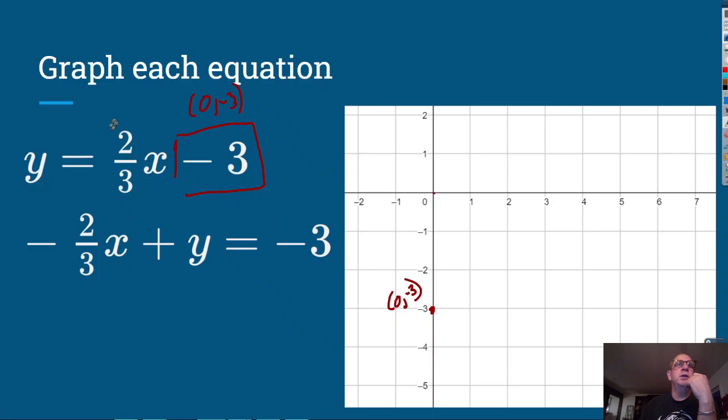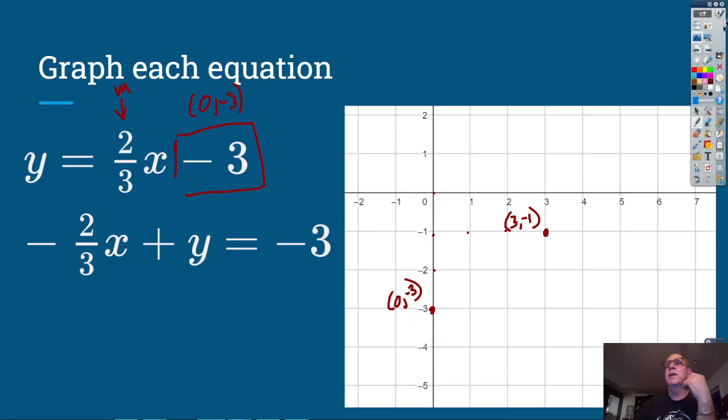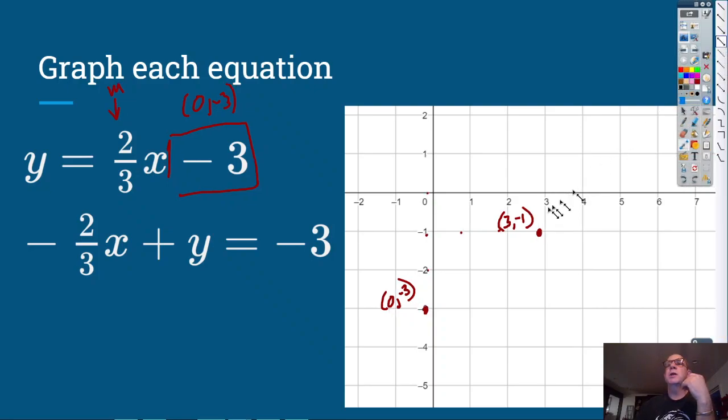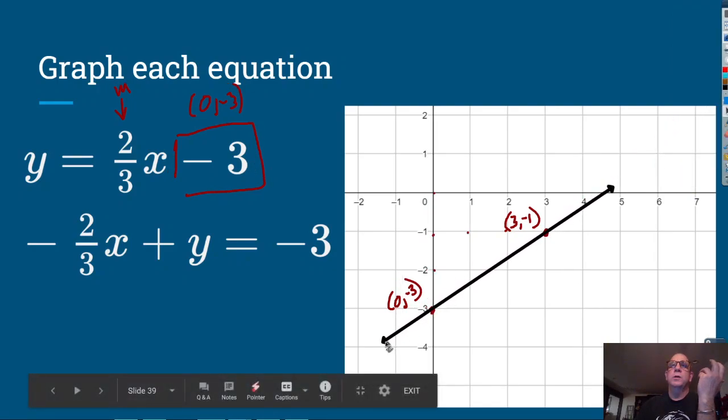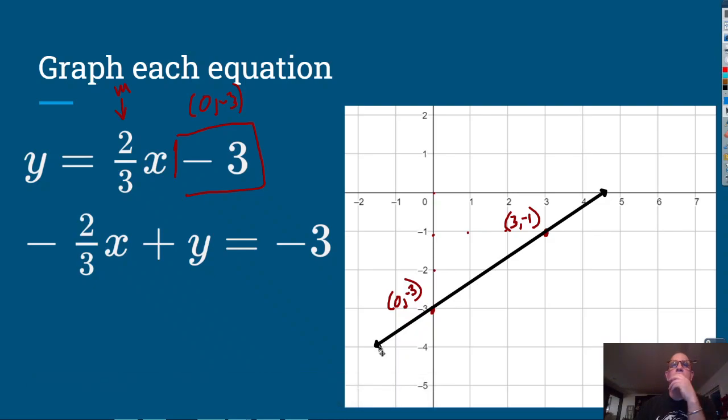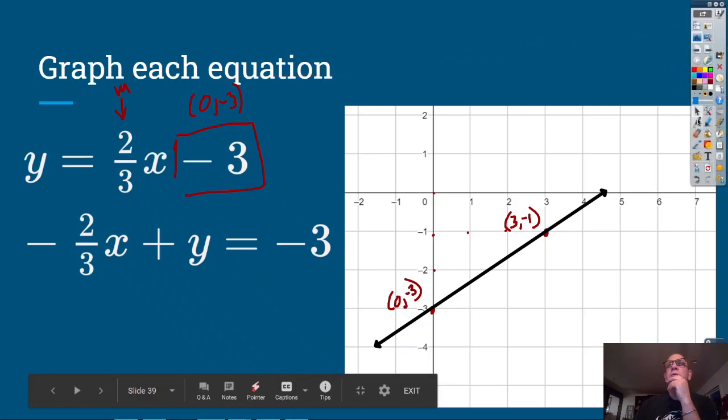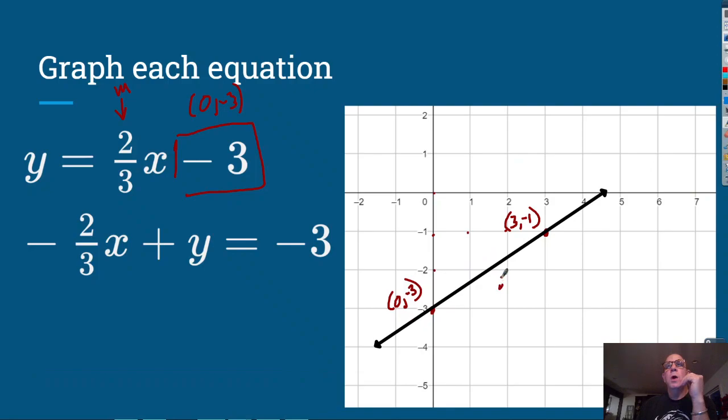And then our slope is 2/3. So we go up 1, 2. We go over 1, 2, 3. We plot the point. That is 3, negative 1. And then we can draw a line between those 2 points. So let's grab a line. And we can actually keep going until we run off the graph, if we would like. All right, so that is the graph for the equation y equals 2/3 x minus 3.